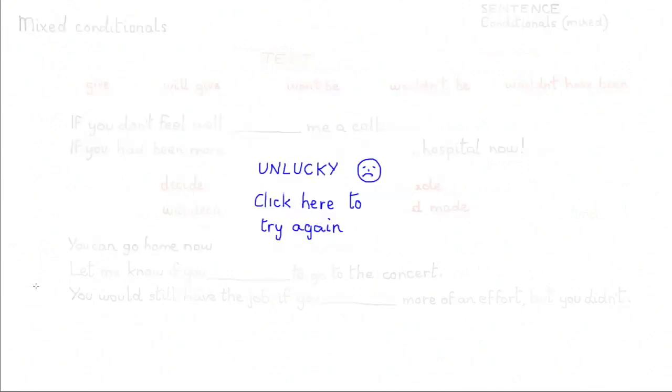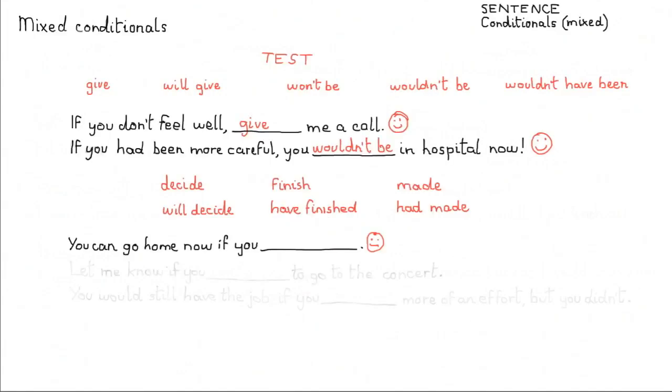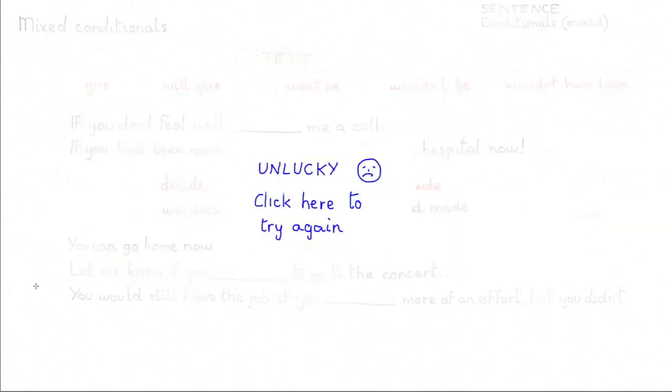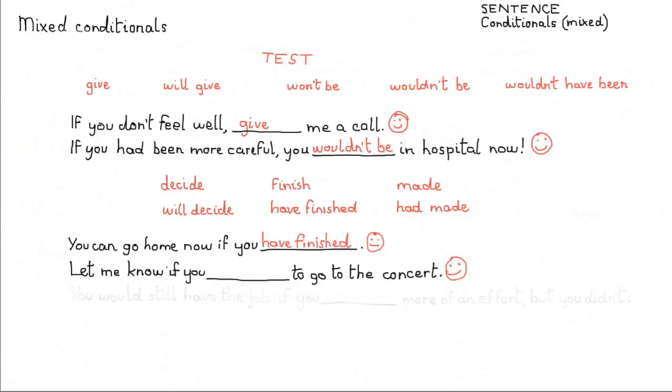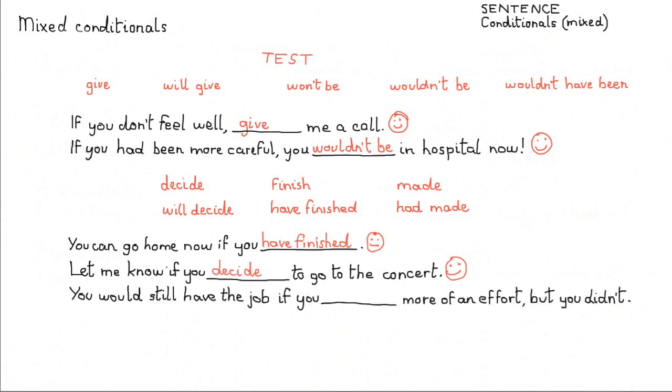Oops, sorry, no, that wasn't right. Try again. Click here to try again. Yes, well done. I'll just write the answer in there. Have finished. And here's the next one. Let me know if you to go to the concert. Think about that. Make a choice. Oh no, sorry, that wasn't the right one. Click here to have another go. Yes, well done. I'll just write the answer in. Decide.